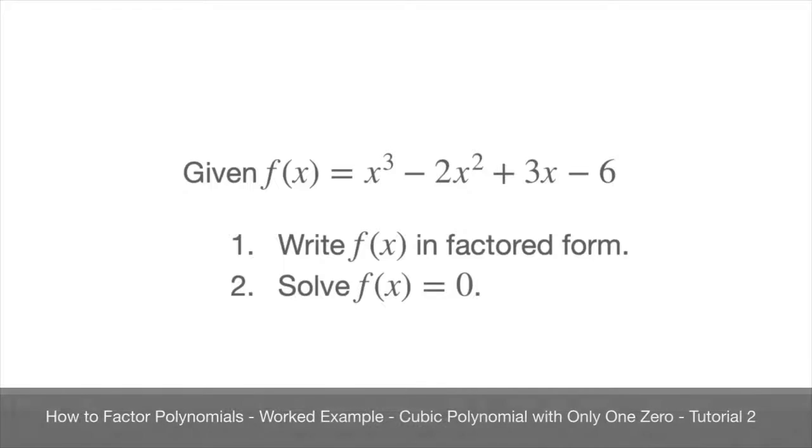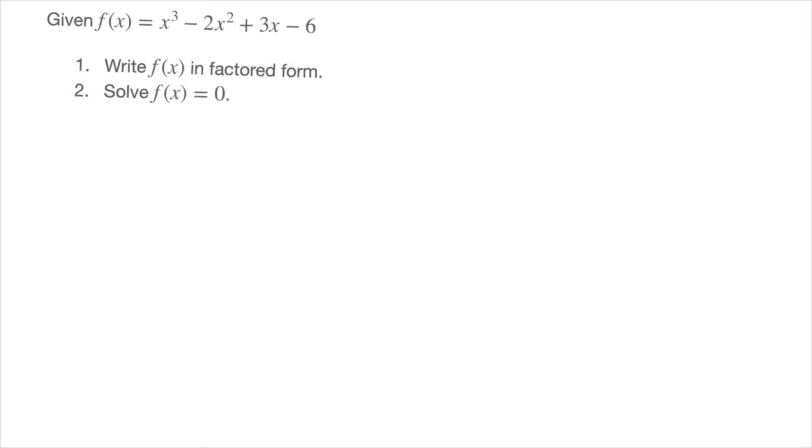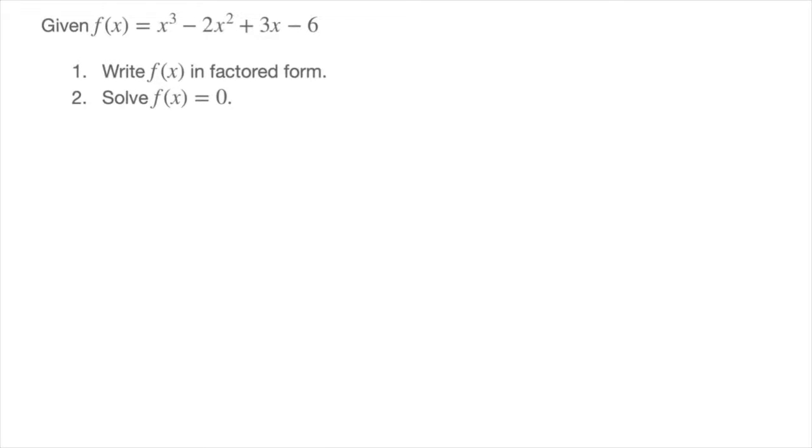In this second example, we're given f(x) = x³ − 2x² + 3x − 6, and again, we're asked to write f(x) in factored form as well as solve f(x) = 0. Well, I'll start by moving the question to the side, like so. Now we can get started.